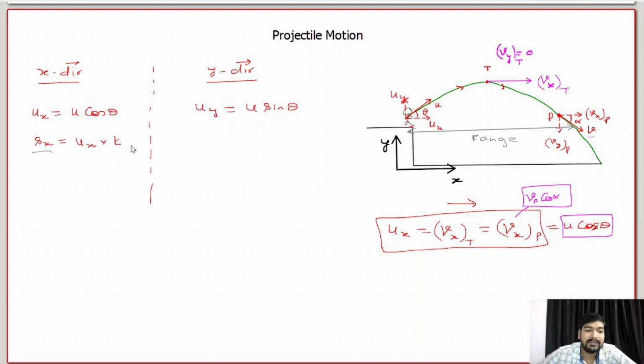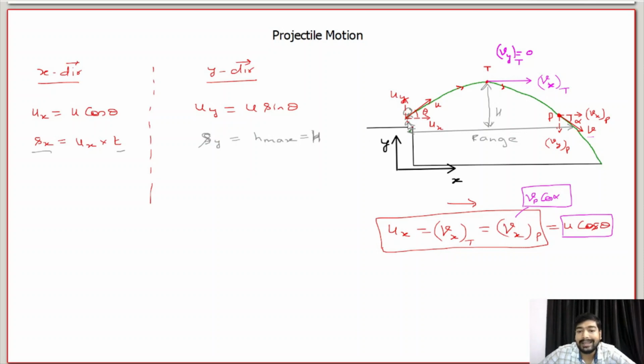Okay, once I know the time, I can calculate the range. Now here, what will be the displacement in the y direction? The maximum displacement in y direction, if I take the same ground, will be the maximum height. I will take it as capital H. Maximum height will be from here to here. Clear? How is this calculated?